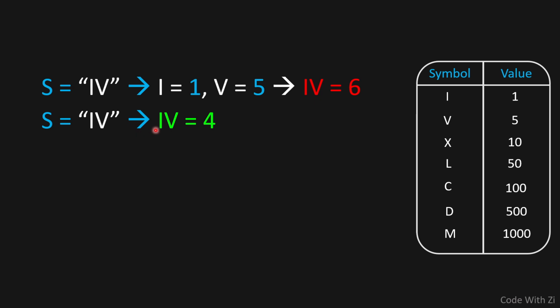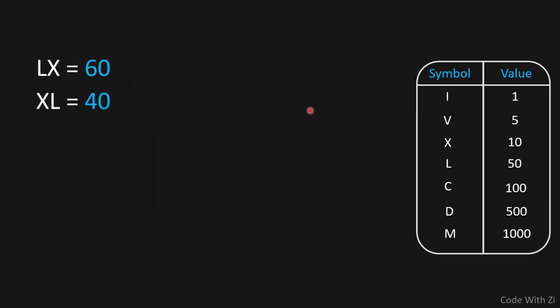But we need to find a way to cover all of these edge cases simply, right? For example, LX is equal to 60 because L is equal to 50 here, and X is equal to 10. 50 plus 10 is going to be 60. But on the other side, XL is going to be equal to 40 because L is equal to 50 and X is equal to 10, and we've got to subtract 10 from 50, so that gives us 40. If we take a look at this, we can actually get to some kind of conclusion. As you can see here, L is representing 50 and X is representing 10.